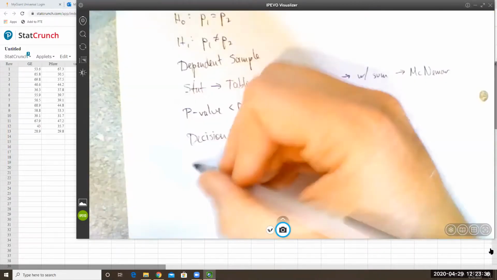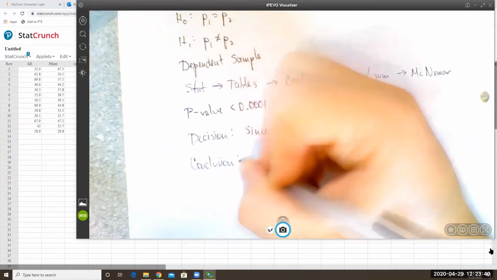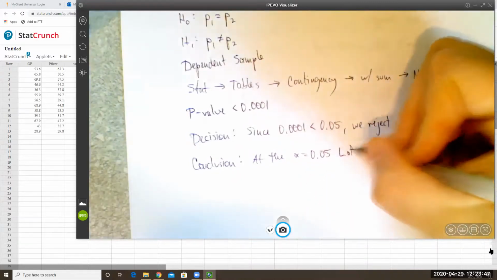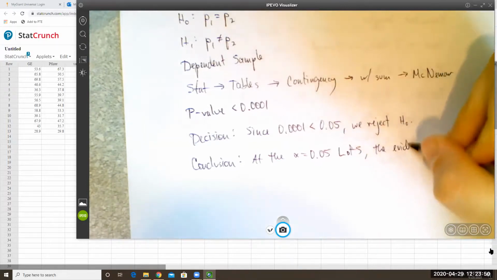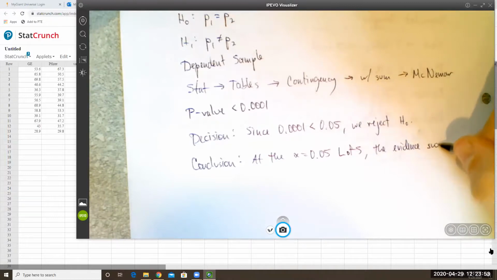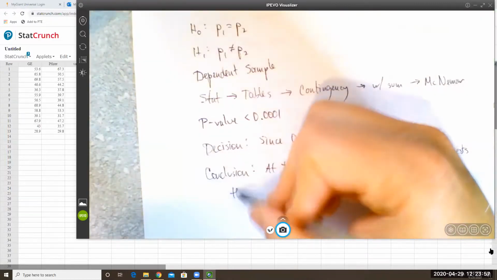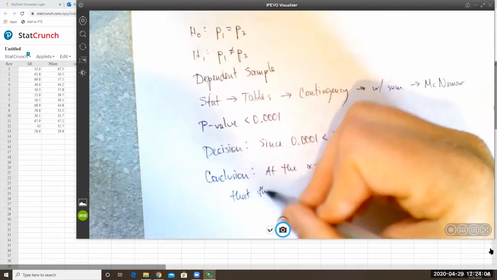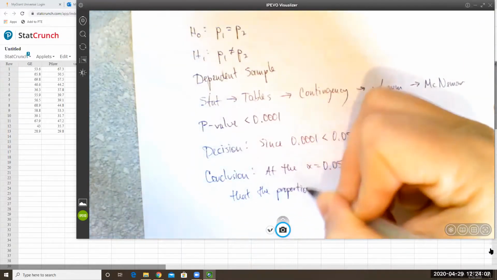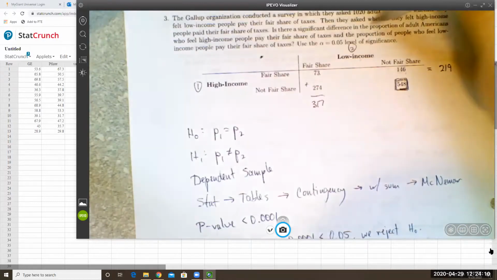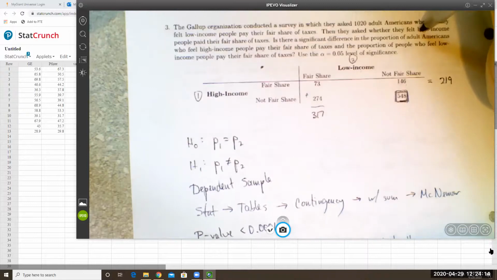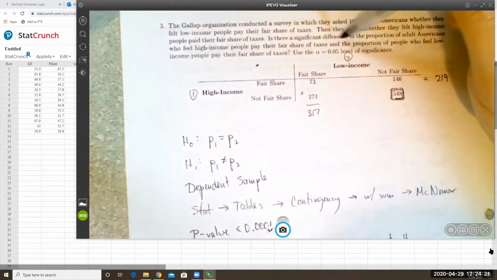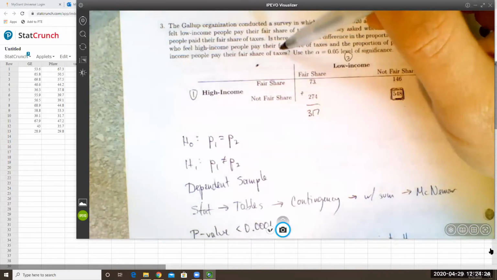Okay, and then in conclusion, we would say at the 0.05 level of significance, the evidence suggests that the proportion of people who feel high income people pay their fair share of taxes, and the proportion of people who feel low income people pay their fair share of taxes are different.